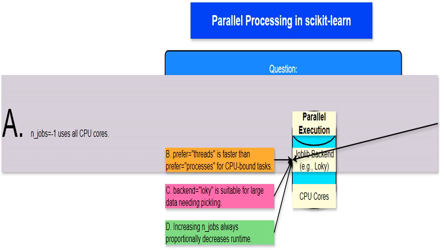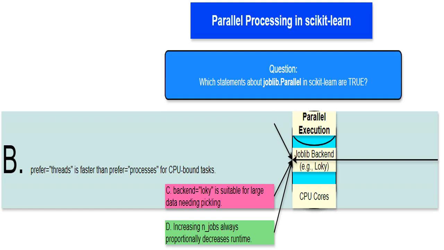This statement explores the meaning of the parameter n_jobs equals -1. It suggests using all available CPU cores for parallel processing. Think of it like assigning all your workers to a project for maximum speed. Here we're comparing two approaches to parallel processing, using threads versus processes. Threads share the same memory space, while processes have their own. The choice influences speed, especially for tasks heavily reliant on the CPU.